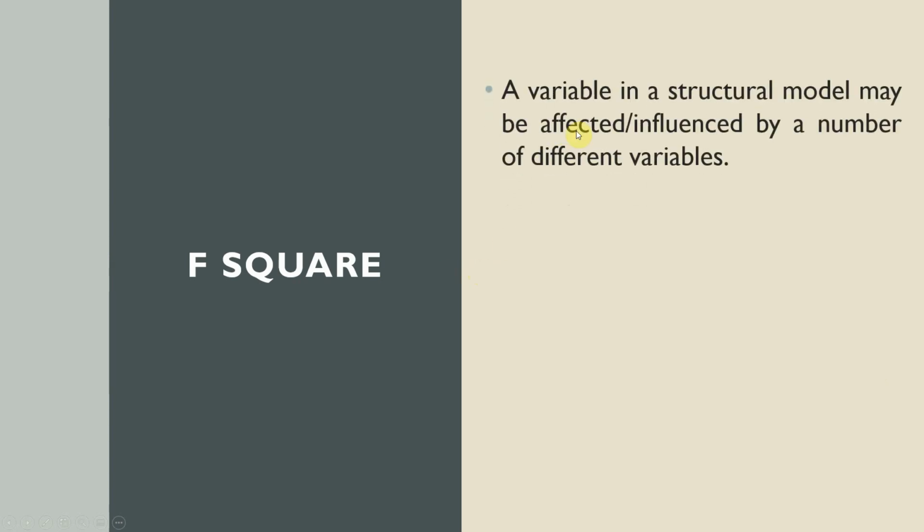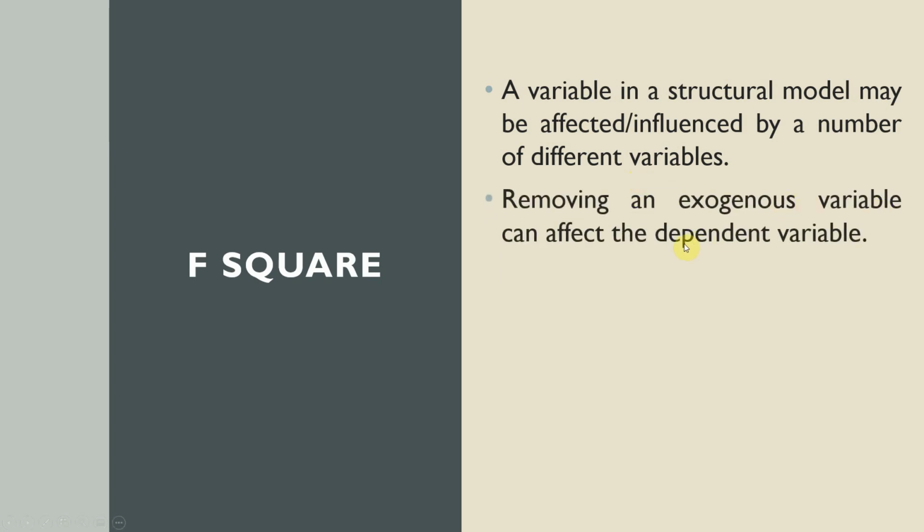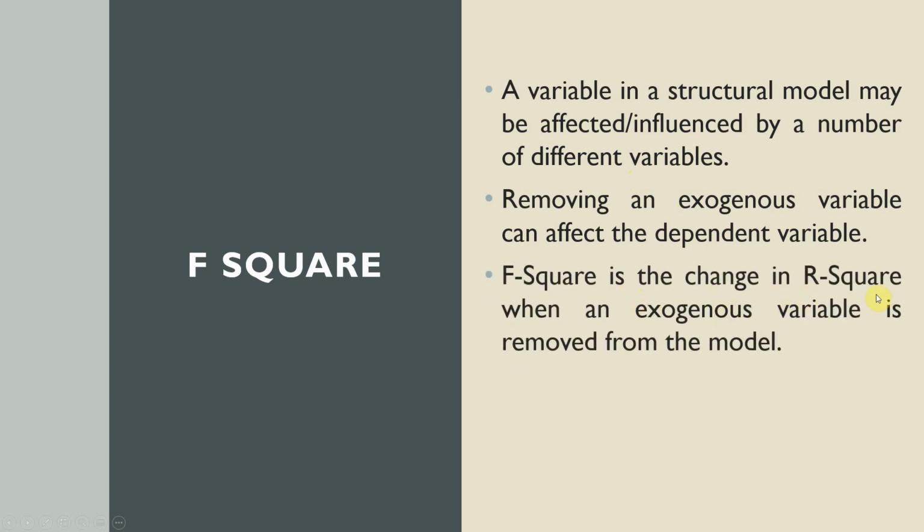So what is F square? A variable in a structural model may be affected or influenced by a number of different variables. We are going to practically look into this as well. Removing an exogenous variable can affect the dependent variable. So F square is the change in R square when an exogenous variable is removed from the model. So whether that F square is substantial, moderate, or weak, this means that the change in that R square would be substantial, moderate, or weak.